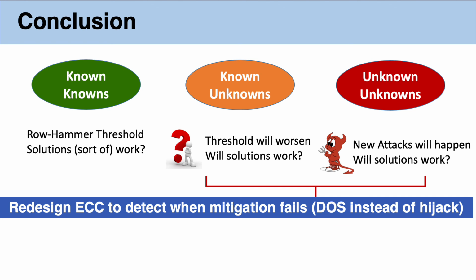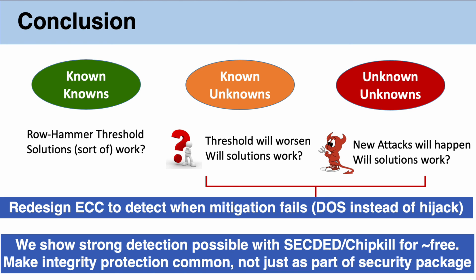Eventually, there would be some sort of attack that will cause the mitigation to fail, and at that point, it is better to have a system that can detect such failures, rather than hoping and praying that the mitigation in the system works. And we can get strong detection, integrity protection, within the same space of SECDED and chipkill for almost free. For future systems, it's important to have integrity protection, regardless of whether they want to sign up for this whole security package of enclave, trusted computing, encryption, and whatnot. If you have ECC memories, you should be able to get integrity protection for free and detect Rowhammer failures.